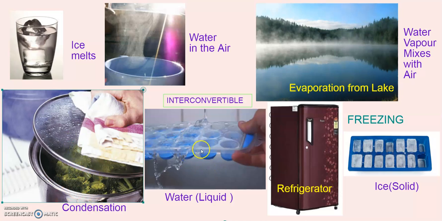And how can we make ice? Water can be in the solid form. The solid form of water is called ice. How do we get ice? Yes, when we place a water tray inside this refrigerator, it is in the liquid form in the beginning. When we place it in the refrigerator on freezing, it becomes ice. Ice is a solid form. So water can be in solid form, it can be in liquid form, and it can be in gaseous form.